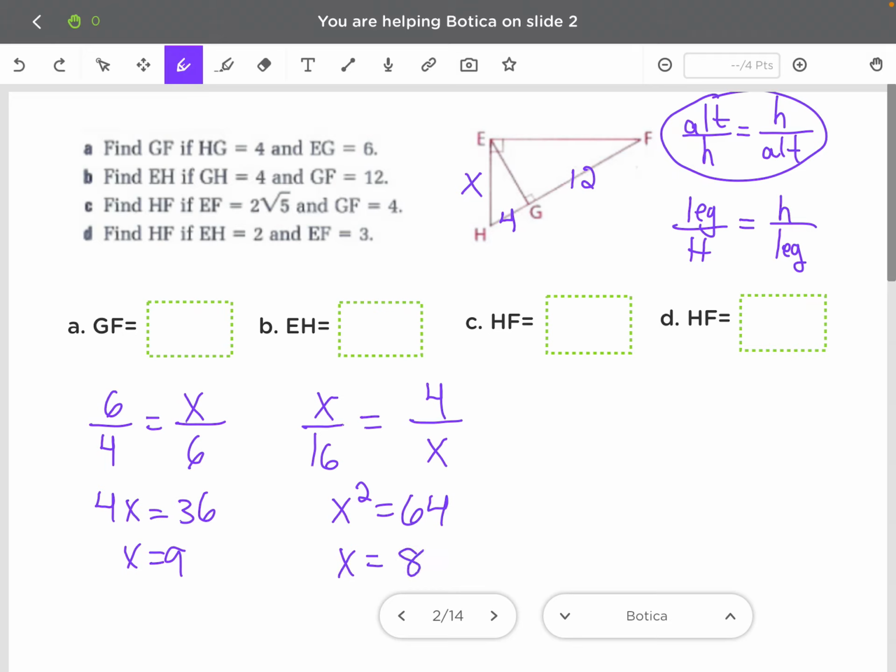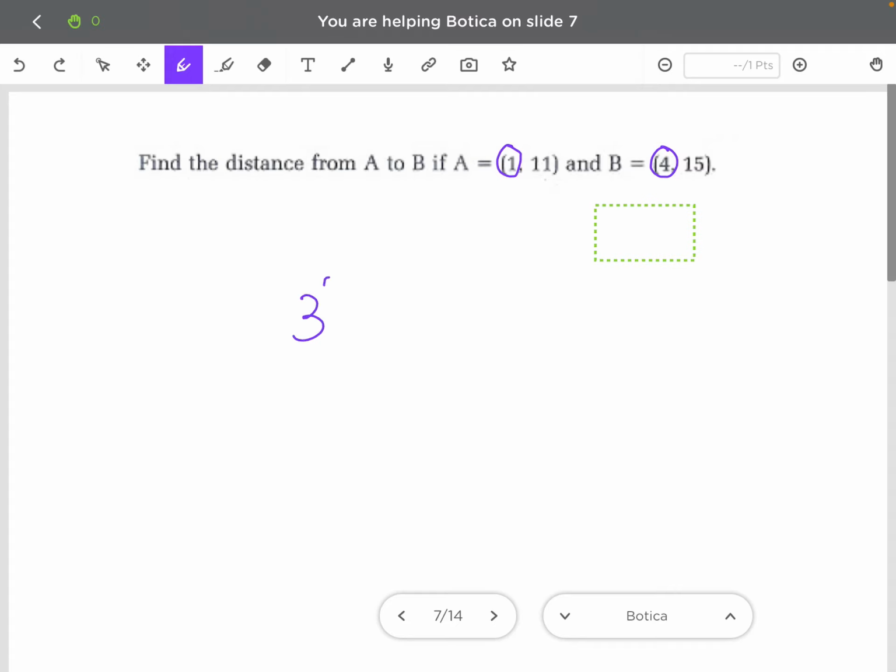Moving over to slide 7. So slide 7 is the distance formula. The distance formula is Pythagorean's theorem, but all you're doing is finding the distance of the x's and the distance of the y's, and that's equal to the hypotenuse squared, essentially. The distance formula actually just takes the square root sign over that, so it gives you that c value.